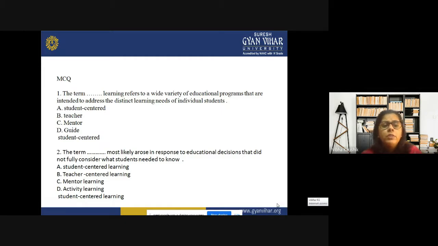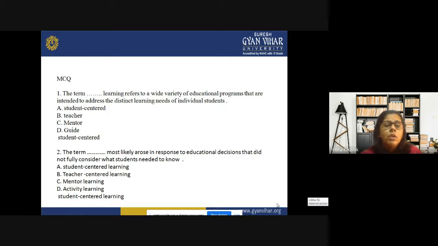The first one is the term dash learning refers to a wide variety of educational programs that are intended to address distinct learning needs of an individual student. Now, what do we call that term? Where the learning is referring to a wide variety of educational programs, and that are intended means that educational programs are intended to address the distinct learning needs of the different individuals.